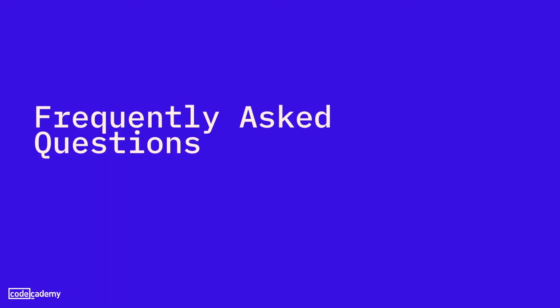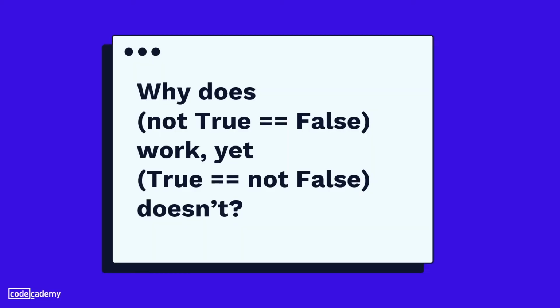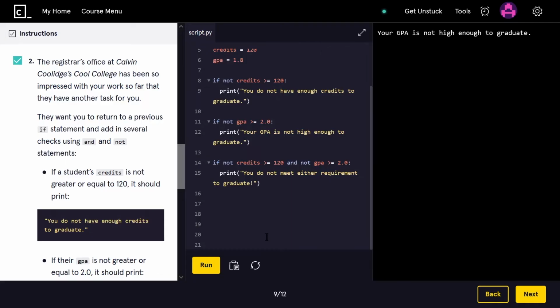Before we move on, let's look at one of the frequently asked questions for this exercise. Codecademy users on the forum have asked, why does not true double equals false work, yet true double equals not false doesn't? Take a moment to pause the video and think about it. Let's switch over to the exercise and take a look together. First, let's print not true double equals false. When we hit run, true is printed to the console like we'd expect.